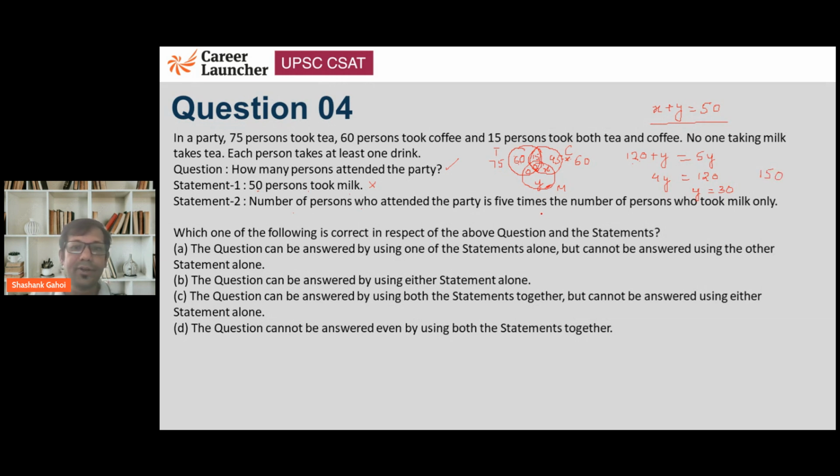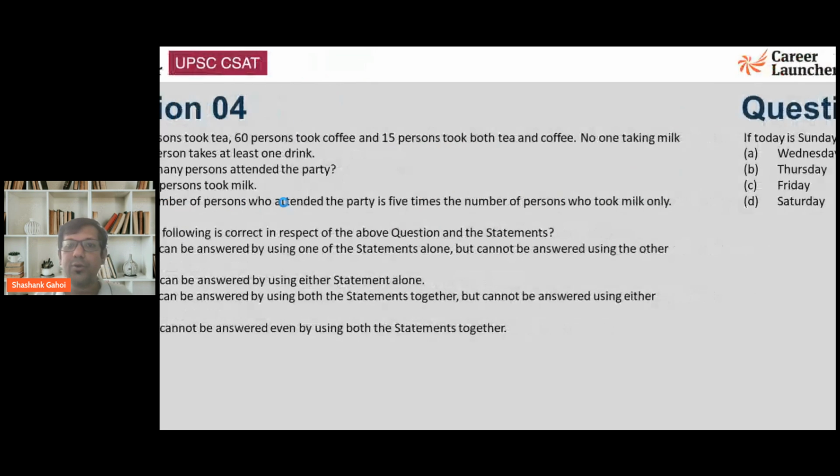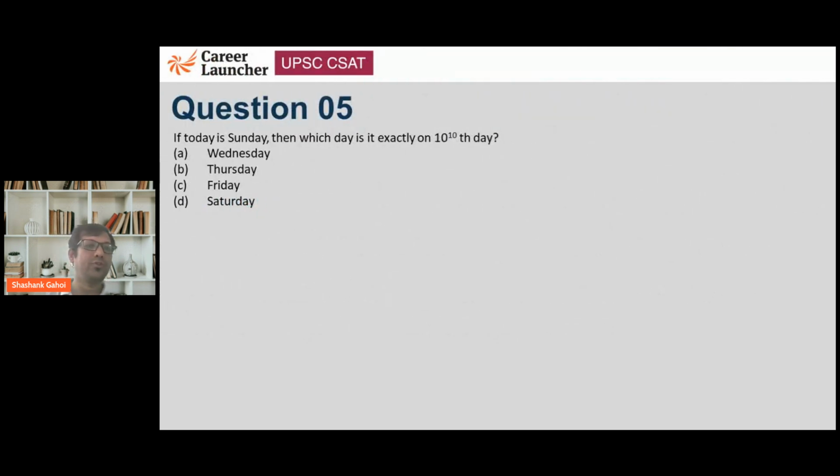Are we getting a definite answer by using statement 2? Yes. So the question can be answered using one of the statements alone, but cannot be answered by using the other statement alone. So obviously we can get the answer by using second statement alone, but not by using first statement alone. So here my answer of this question is going to be option A. Okay. Now let's move on to the next one.